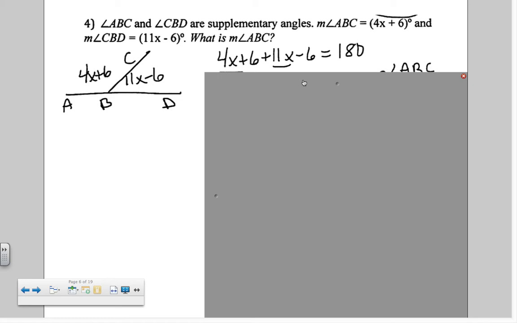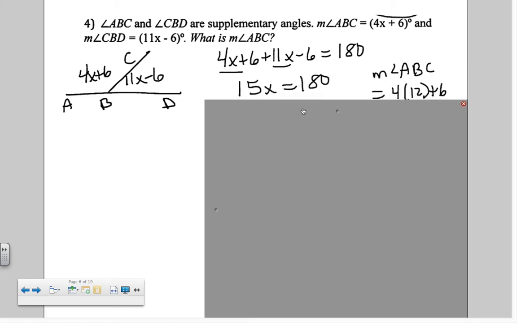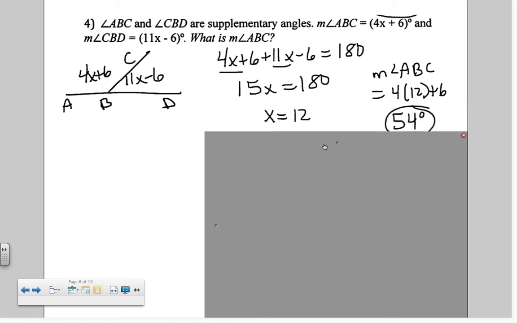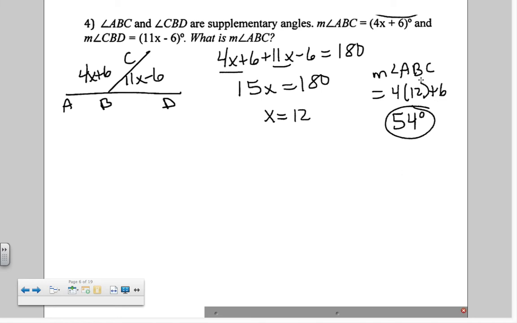So I add them together, set it equal to 180, I add my like terms, and then 6 plus -6 is 0, so I get 15x equals 180, x must be 12. But the question says, what is the measure of angle ABC? So I know ABC is going to be 4 times 12 plus 6, which is 54 degrees.